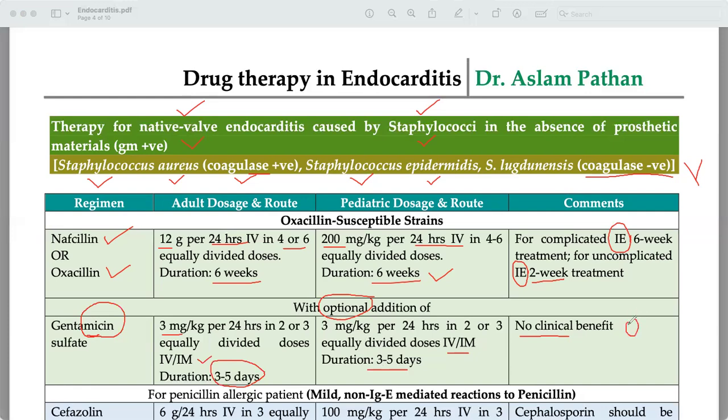But if the patient has ototoxicity or nephrotoxicity, then gentamicin is contraindicated, because gentamicin is responsible for damage to the eighth cranial nerve or renal function failure. So we need to avoid gentamicin. So the first line agent for staphylococci is nafcillin or oxacillin with optional addition of gentamicin.